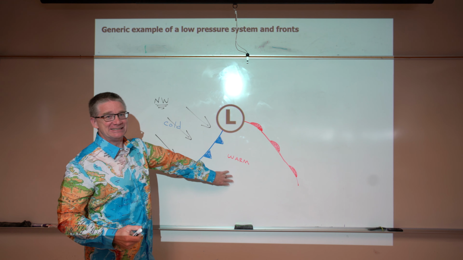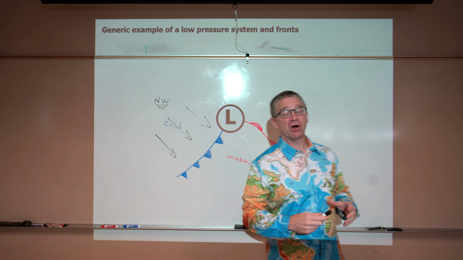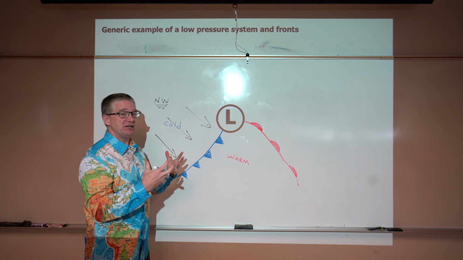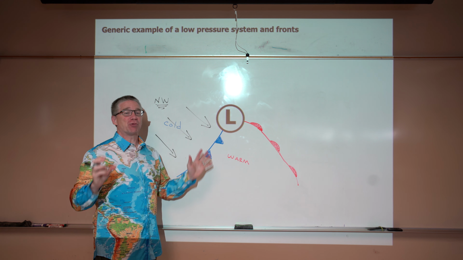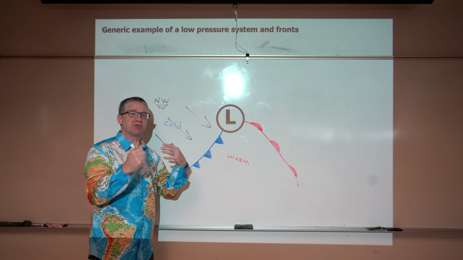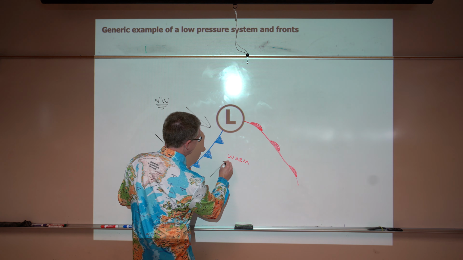Now, the wind here in what we call the warm sector, again generically, can come from a wide range of directions, but generally a southerly type direction. It might be southwest, it might be southeast, it might be south, but generally a southerly direction. And in this example, the winds would probably be coming something like this.